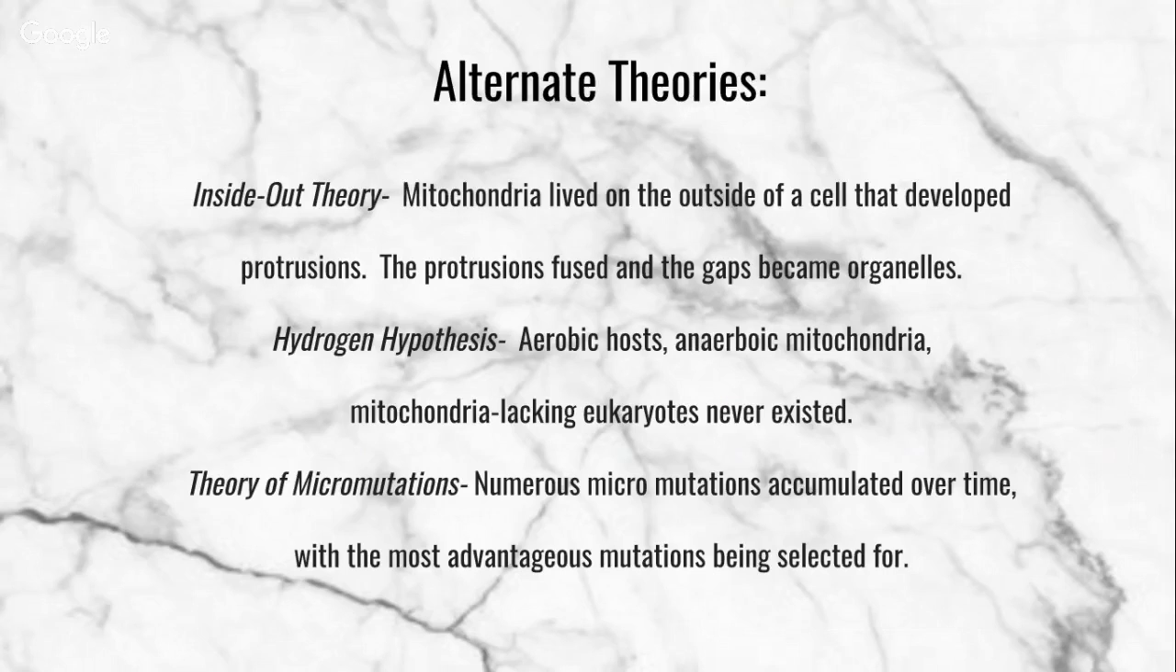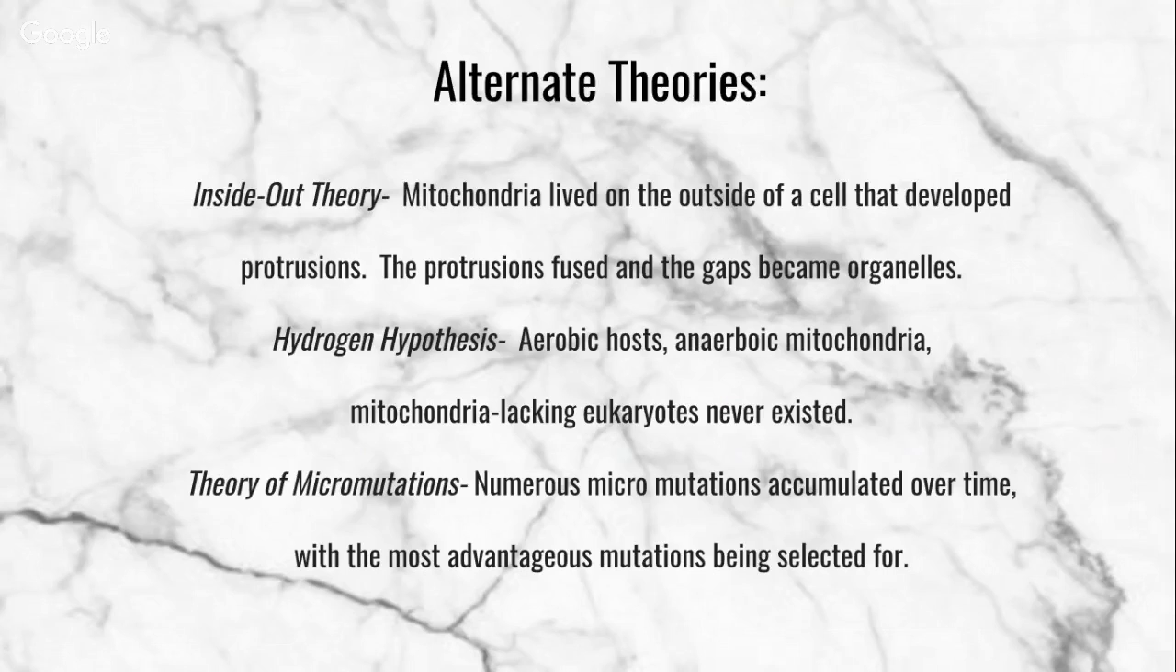It also says mitochondria-lacking eukaryotes never existed. So they think that eukaryotes always had mitochondria because it was so essential to the development of early eukaryotic cells.